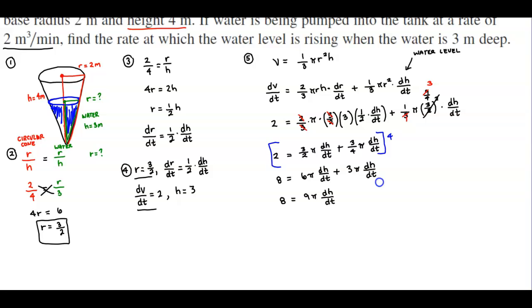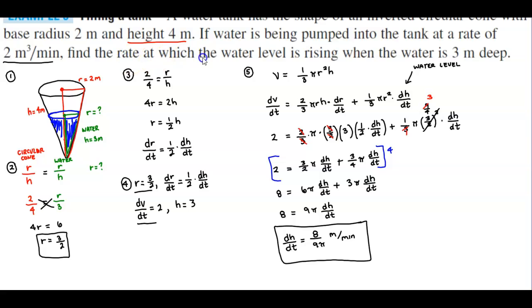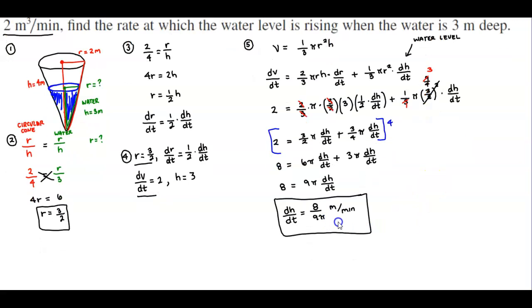And now we're going to divide both sides by 9 pi. So we can say that dh over dt is going to equal 8 over 9 pi. And so therefore that's going to be 8 over 9 pi meters per minute. So therefore, the rate at which the water level is rising when the water is 3 meters deep is 8 over 9 pi meters per minute. Or if we wanted to simplify this a little further, it would be approximately, rounded to 2 decimal places, 0.28 meters per minute.